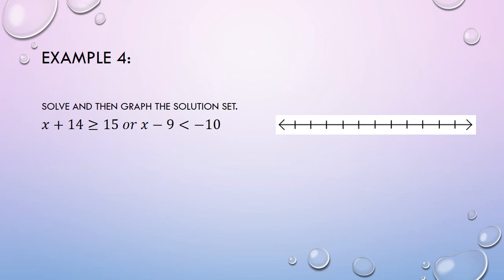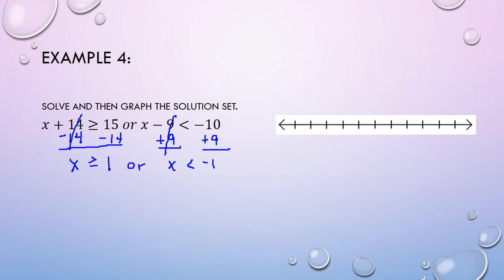So the first thing we're going to do here is we're going to go ahead and solve these inequalities, just like you did last week. So we're going to get the x by itself here. So by doing that, we subtract 14. And that gives us x is greater than or equal to 1. Now let's do the next one by adding 9. Those will cancel out. We get x is less than, and negative 10 plus 9 gives us negative 1. So our answer is x is greater than or equal to 1, or x is less than negative 1.